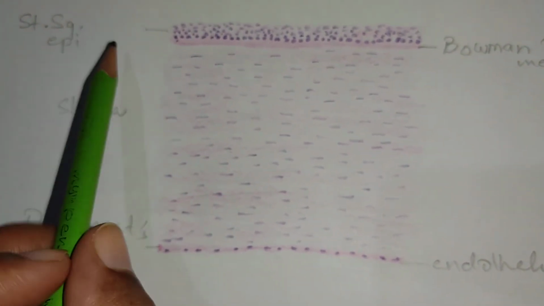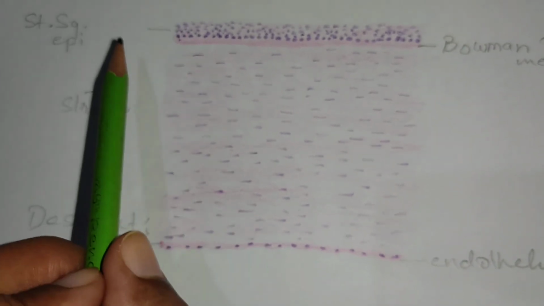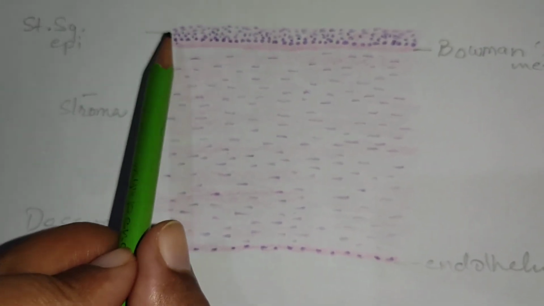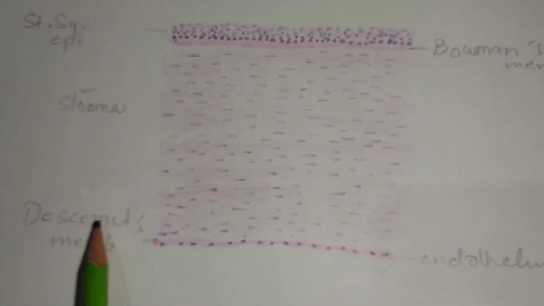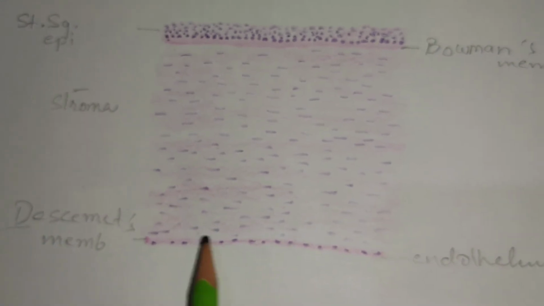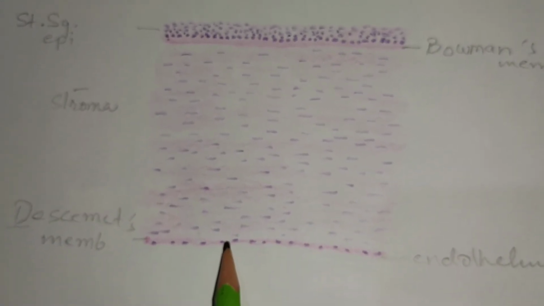So 5 layers: stratified squamous epithelium, then Bowman's membrane. B comes first, then Bowman's membrane, then the stroma, and then the Descemet's membrane, D for Descemet's membrane, and then the endothelium. The last layer is the endothelium. So very simple viva questions.